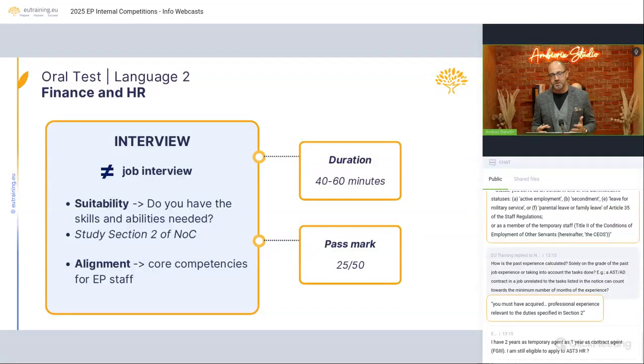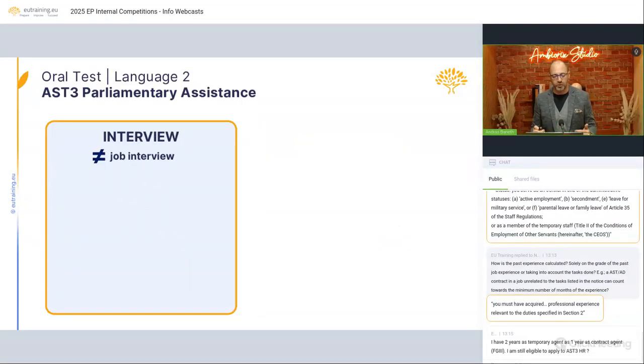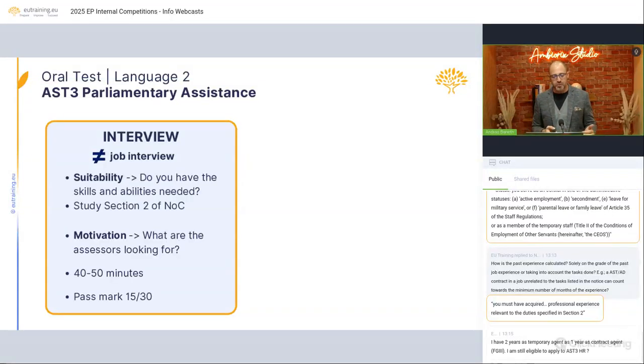And the duration is about 40 to 60 minutes, so it's pretty comprehensive. It's almost an hour interview where they can really go deep into multiple aspects. And there's a 50% pass mark for that. And then there's a third profile, the parliamentary assistants, where, again, there's an interview, but there's more to it, as you'll see in a second.